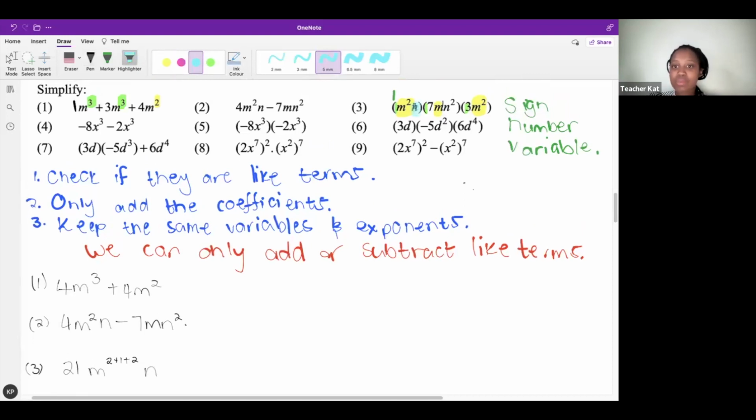And n, there's 2 of them. It's the power of what plus what? The answer is 3, but it is 1 plus 2 or 2 plus 1. Okay, now we write my final answer. You say 21 multiplied by m to the power of 5 multiplied by n to the power of 3.